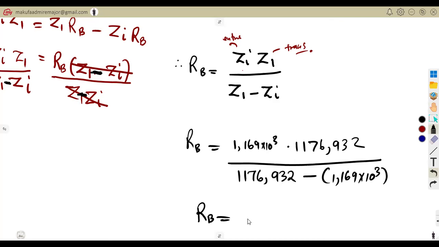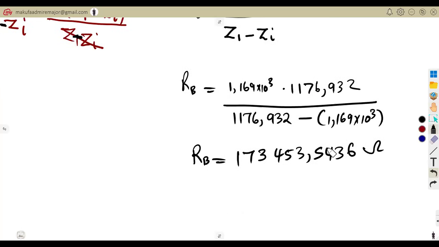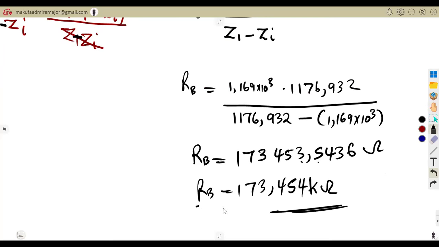And that was going to be 173,453.5436 ohms, something like that, which you can just change to kilo ohms. If you divide by 1,000, you're going to have 173.45. Okay, that's in kilo ohms. So that's the value of our RB there.